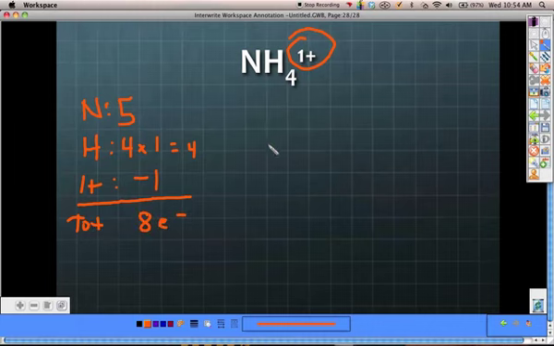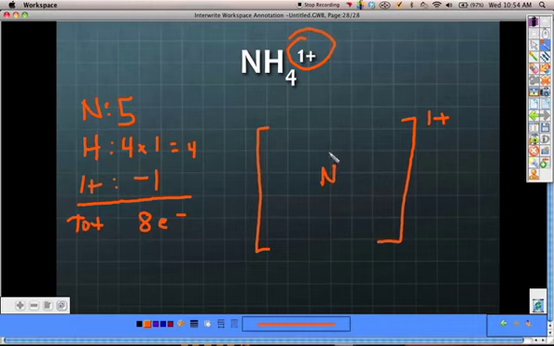Now we draw these out a little bit differently as well. We put brackets around our drawing, and we put the charge outside the brackets. So I'm going to put the one that needs the most in the middle. Nitrogen needs 3 of them. The hydrogens each only need 1. And we're going to do 4 hydrogens around it.